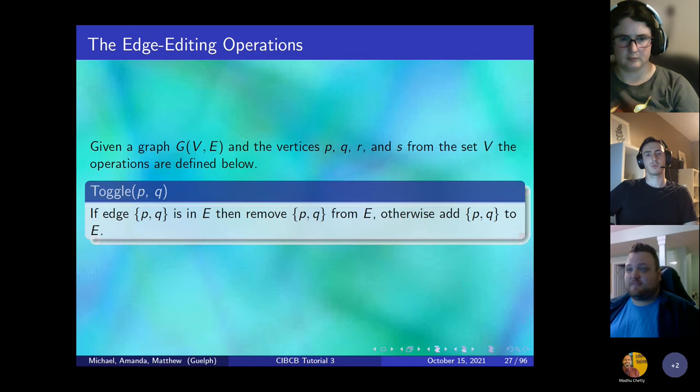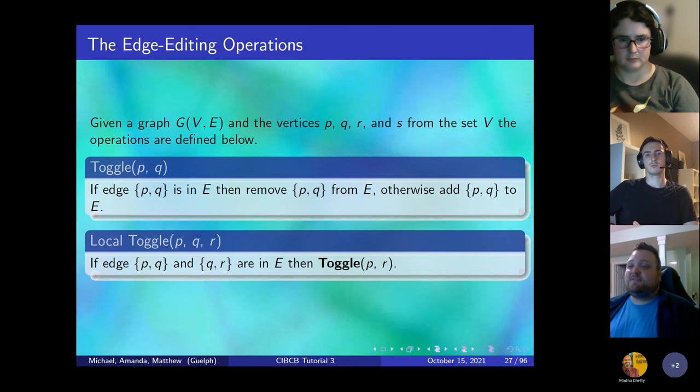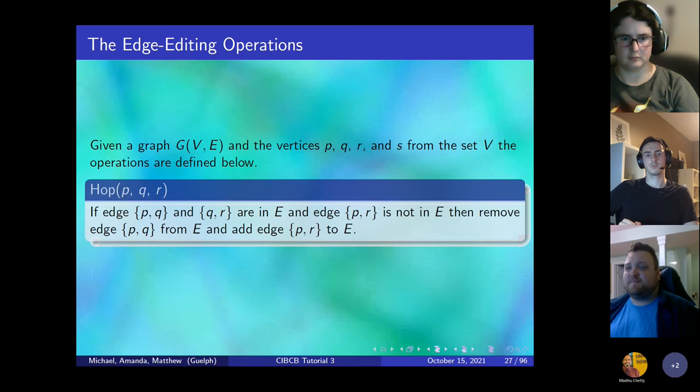First, we have toggle. If an edge is present, then remove it, and if it isn't present, then add it. Toggle the edge. We also have some local operations, and what they do is if you apply an operation to a set of 3 nodes, it guarantees that those nodes are still close to one another, either 1 or 2 steps away. So local toggle does the same thing: it toggles local edges within the network. Hop is one of the operations that moves an edge around the network. If you have PQ in E and QR in E, and the edge PR is not in E, then remove edge PQ from E and add the edge PR.